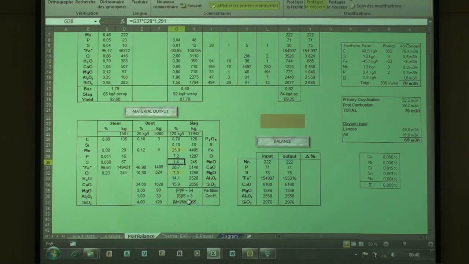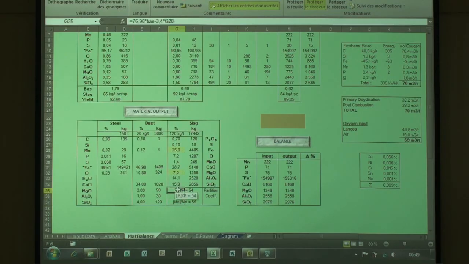This is the partition coefficient, which means the mangan in the slag divided by the mangan in the steel. The phosphorus in the slag divided by the phosphorus in the steel. The sulfur in the slag divided by the sulfur in the steel. And this one is given by this formula. It's proportional to the iron content in the slag, or the iron activity.